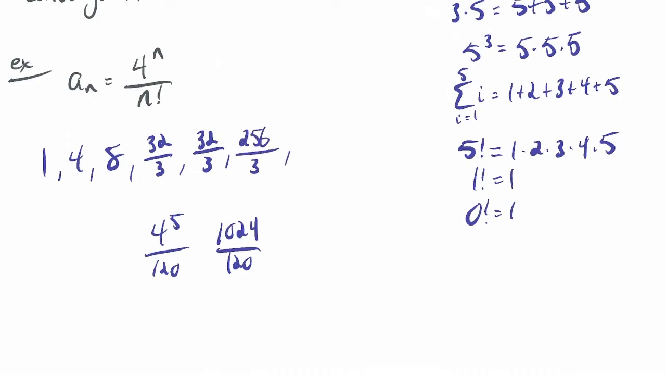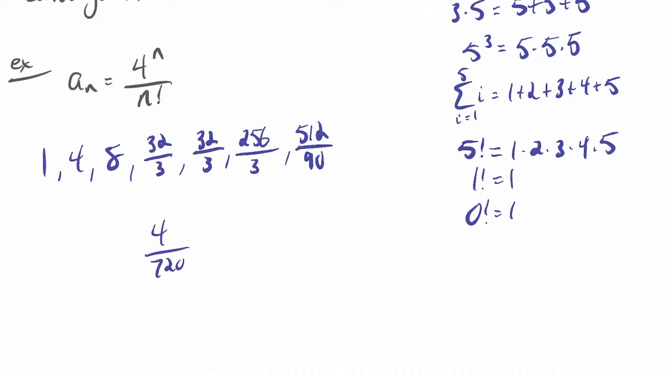Okay, so what if we put in 6? In fact, let's not erase that. 4 to the 6th over 720, 6 factorial is 720. So what's 4 to the 6th? So 4096 over 720. So that's going to be 512 over 90. Okay, and at some point we might want decimals for this.